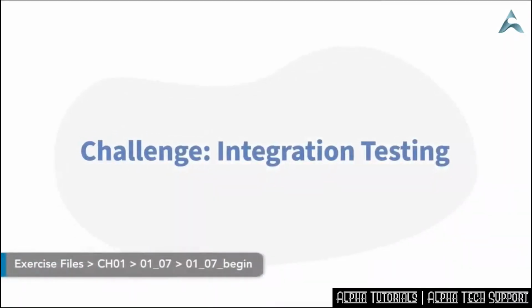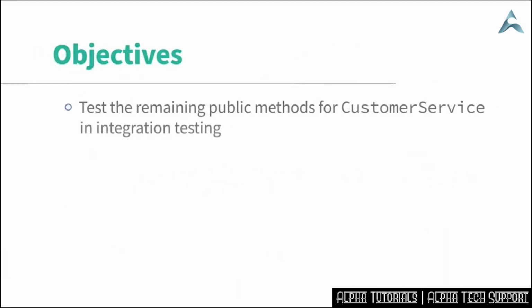So now it's time for our next challenge exercise, and this one is on integration testing. Some basic instructions: I want you to test the remaining public methods for customer service using integration testing. It's going to be very similar to our last challenge, but instead of doing the mocking, we're going to use the embedded database. Once again, I'm going to ask you to test the error states, because it is good programming practice to test the full cyclomatic complexity of your class under test. So enjoy this one, have fun with it, play with it a little bit, see what you can come up with, and I'll be back with my solution.